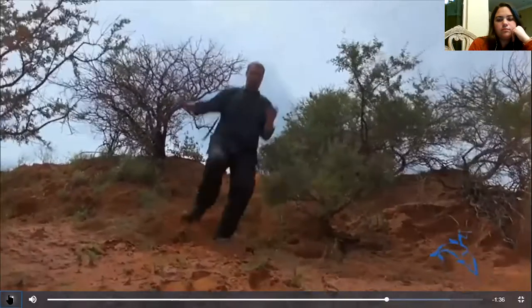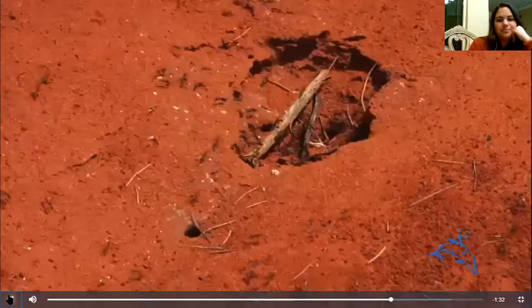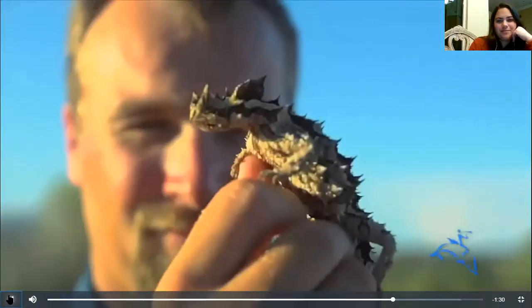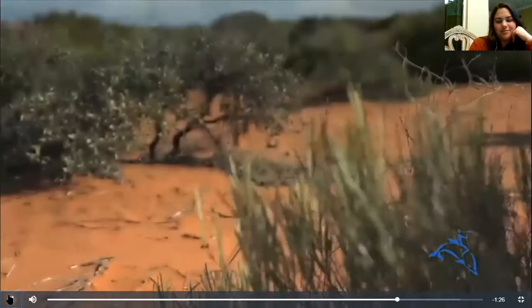The wildlife here is unusual, to say the least. Some look familiar, others resemble something out of science fiction. But I'm here to look at the plants.